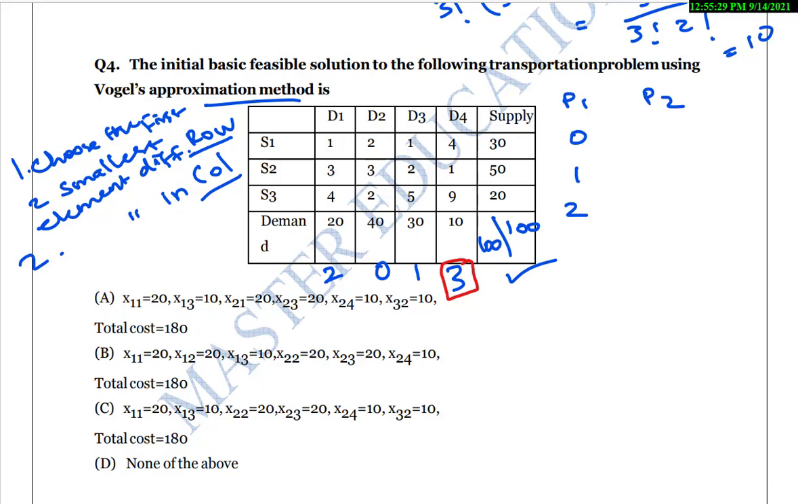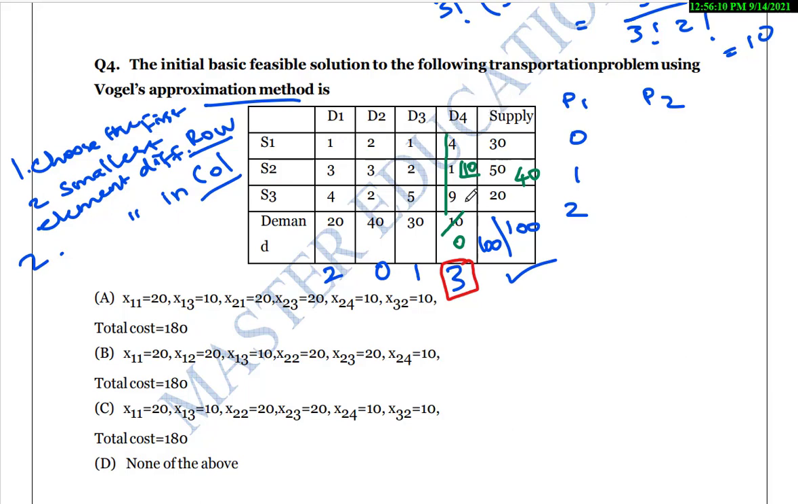So for 1 I have to allocate the demand and supply. We choose the demand and supply, not the penalty. So I assign 10 here, this becomes 0, and 50 minus 10 is equal to 40. After allocating, wherever 0 is present, that column is 0, so you just strike out this column. Once you assign, you strike out this column. So this is finished now.